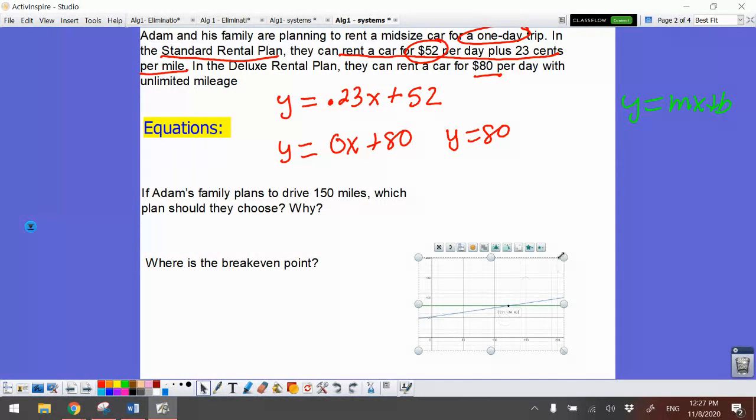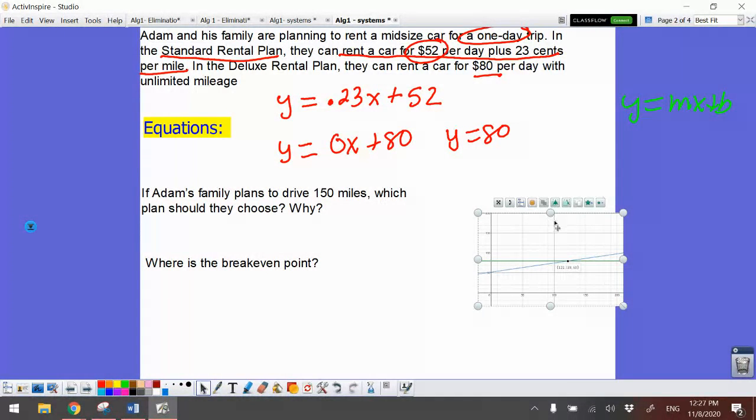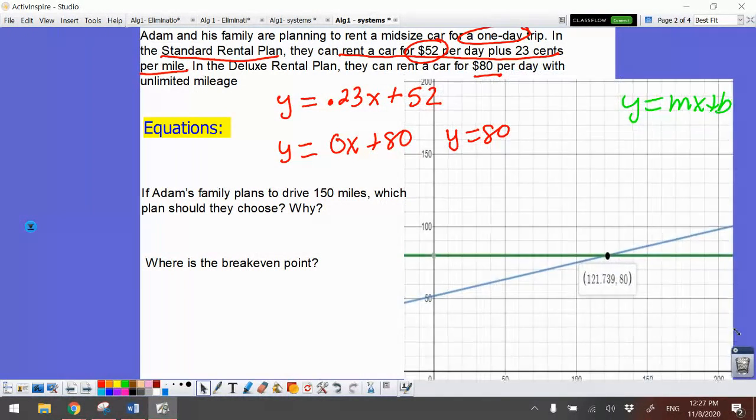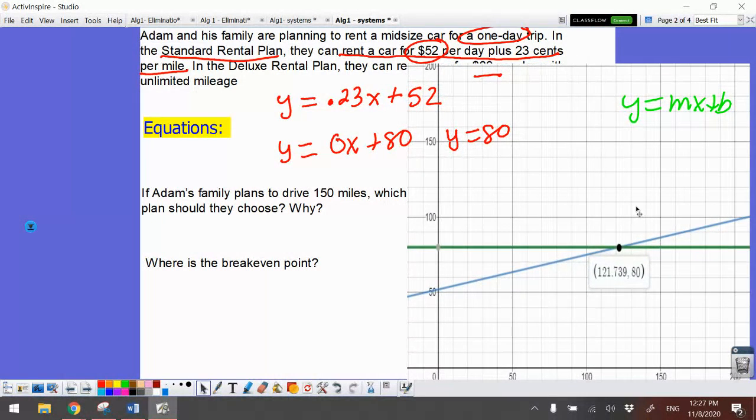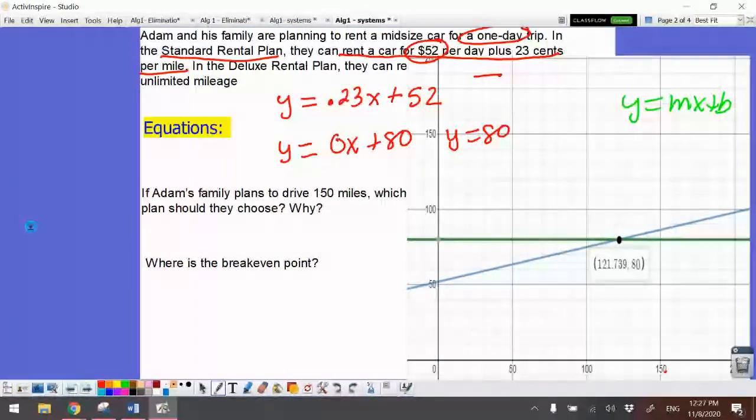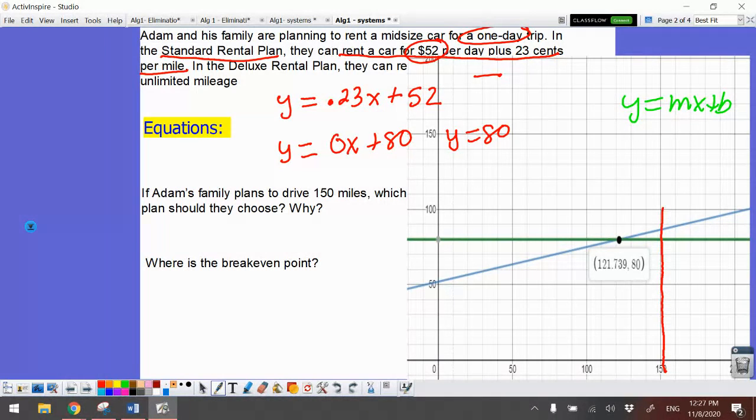So I went ahead and graphed this for us. Let me make it a little bigger so we can take a look at it, and we'll use this to analyze and decide what we want to do. Okay, there we go. So we're going to drive 150 miles, so 150 miles is over here. I am looking at this line right here. The green line is the $80 a day. And the blue line is the standard rental plan. So we have standard and we have the deluxe.